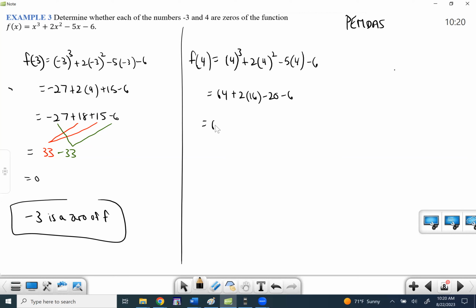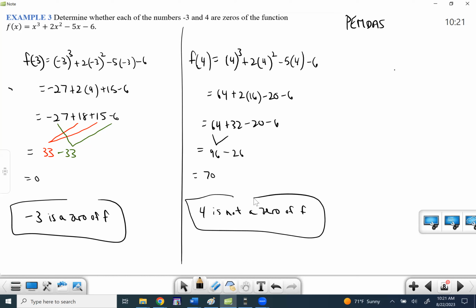All right, so then 64, 2 times 16 is 32. Oops, what am I writing? All right, so 64 and 32 make 96. 20 and 6 make 26. So this looks like it would be 70. So our conclusion is 4 is not a 0 of f.